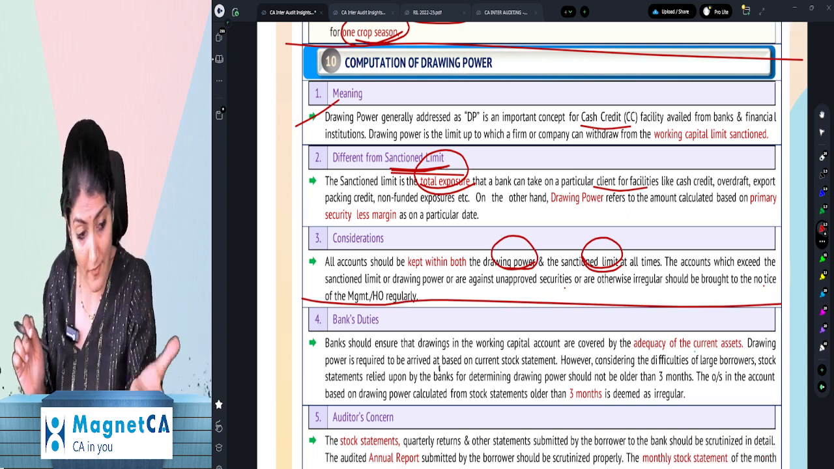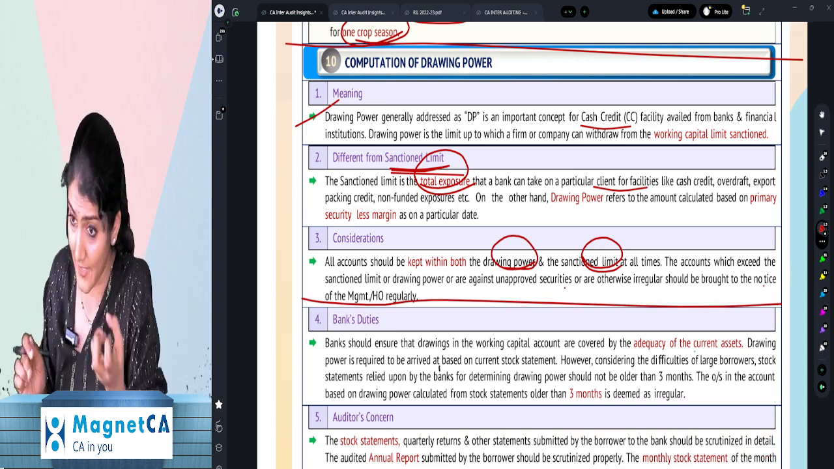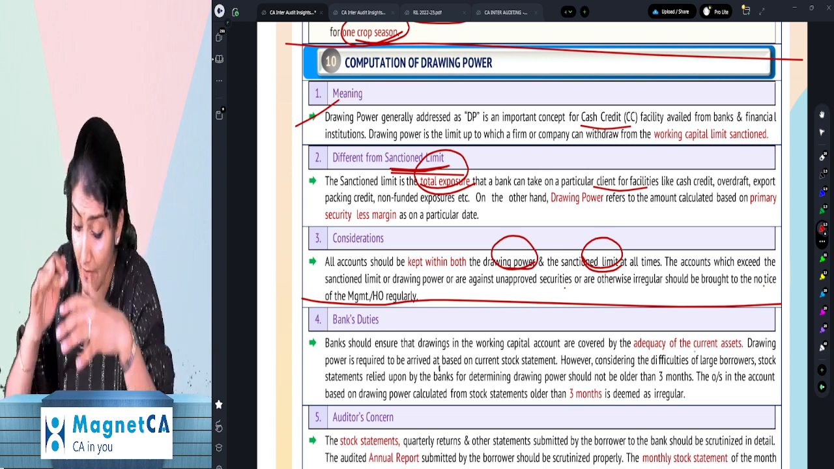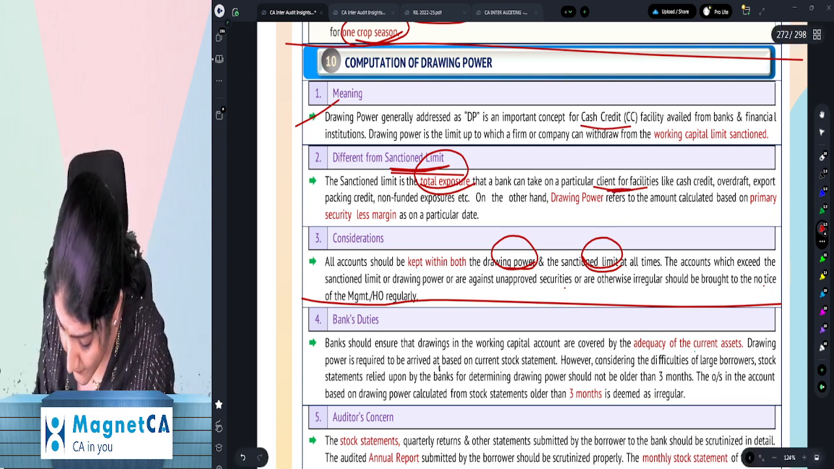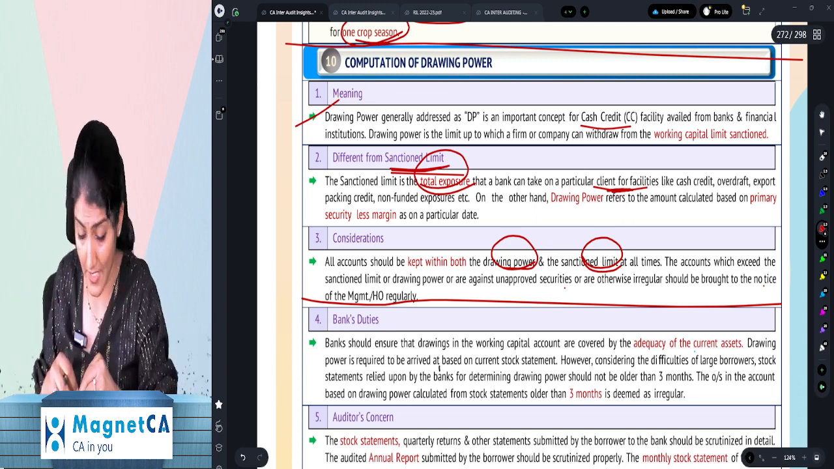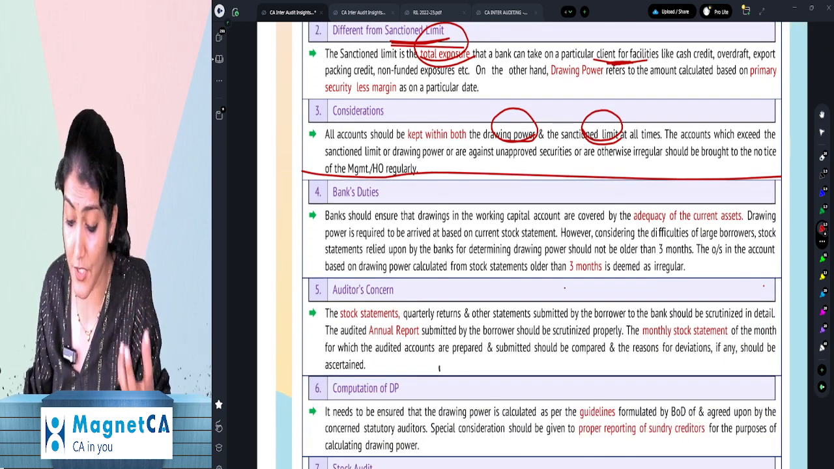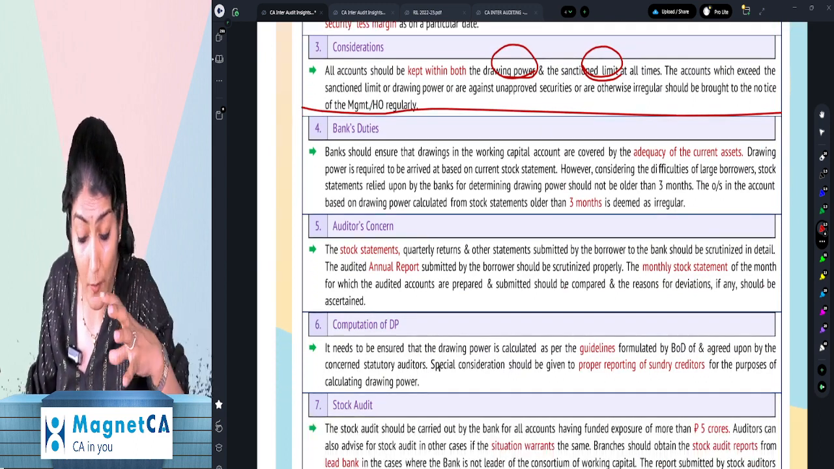Right, so what is drawing power? It is the cash credit limit. And what is sanctioned limit? It is the total limit, the total exposure that the bank is ready to accept for a particular client. And an account has to be kept within both the drawing power and the sanction limit. Right? So obviously what is the bank's duty?